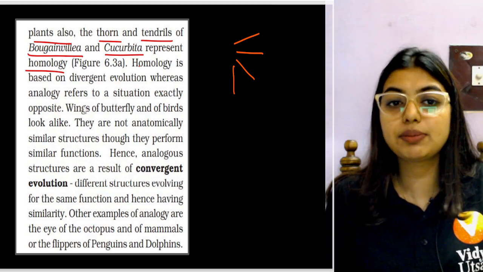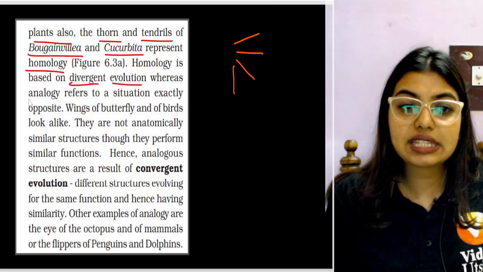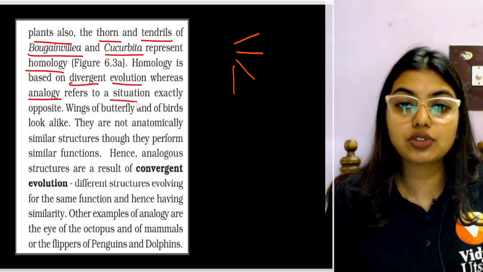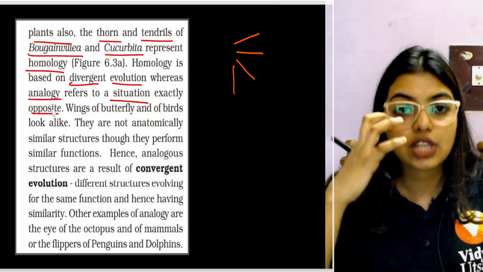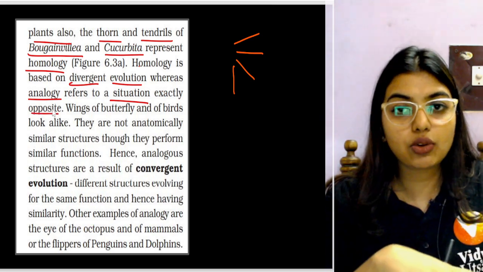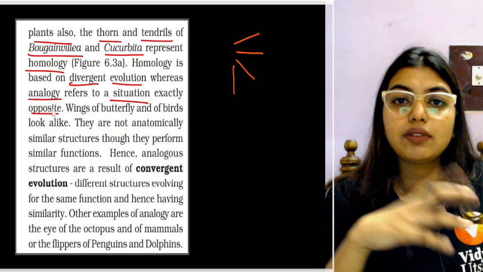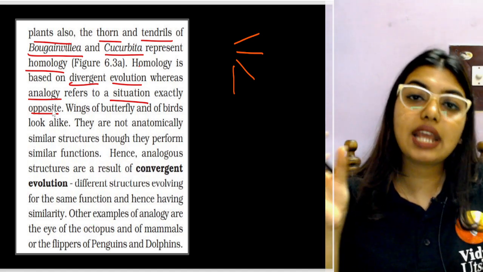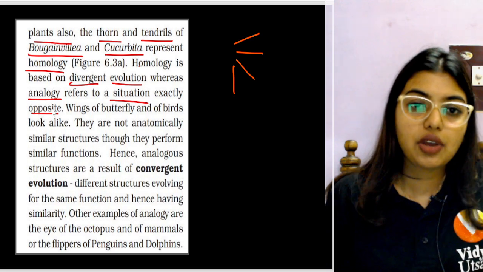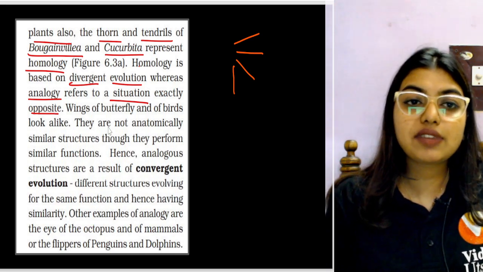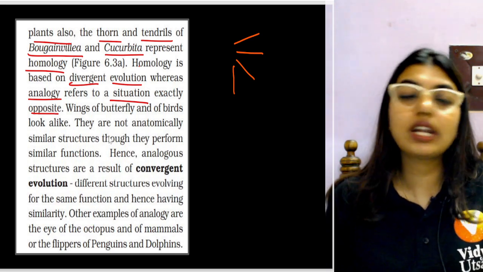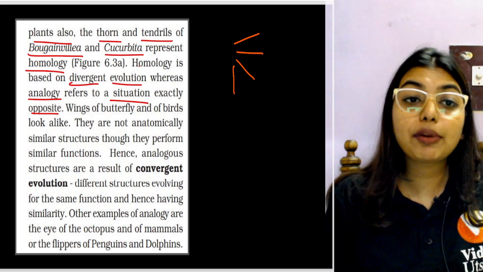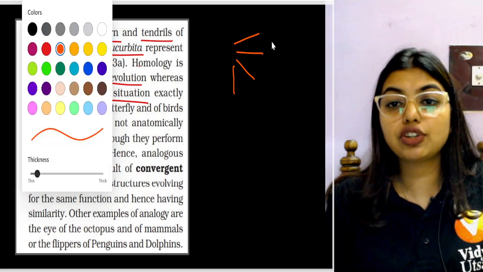Homology is based on divergent evolution, whereas analogy refers to exactly the opposite situation. Bougainvillea and cucurbitaceae come under homologous, where one is a tendril and one is a thorn. One is used for climbing, one for protection, but they come from modifications. Now let's say wings of butterfly and wings of bird. They are not anatomically similar, but they perform the same function of flying.